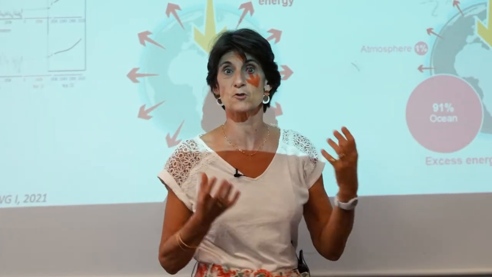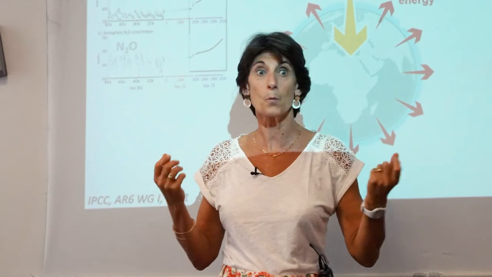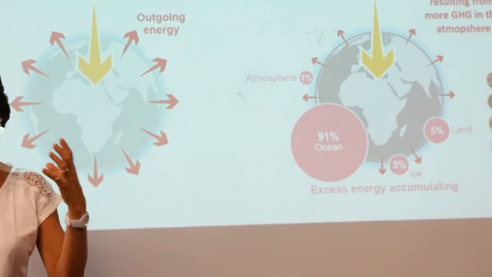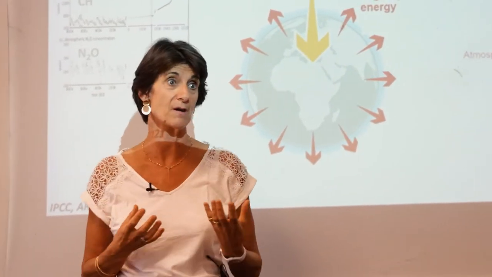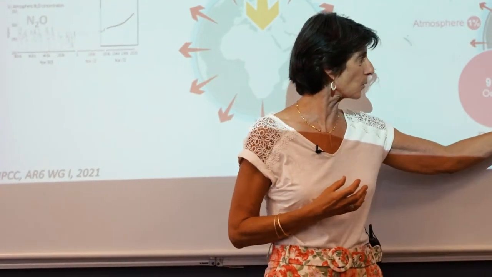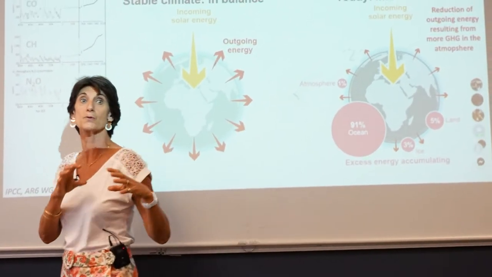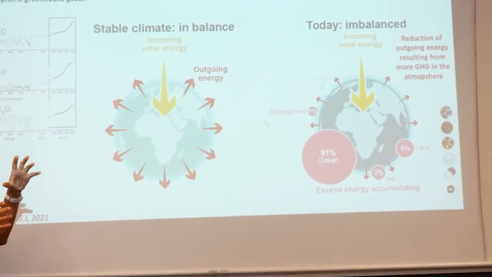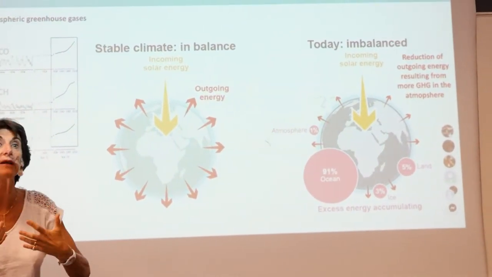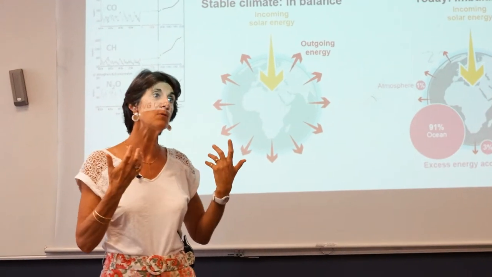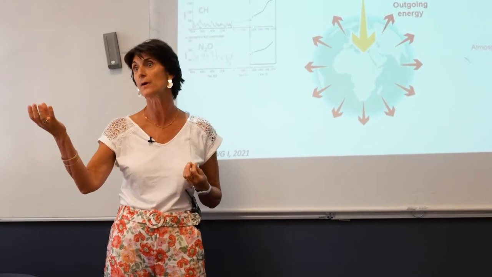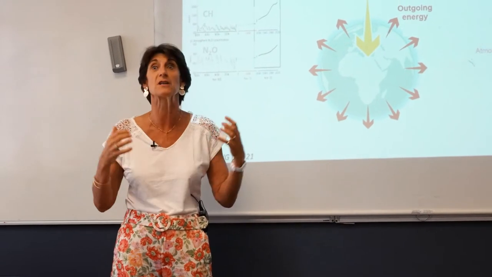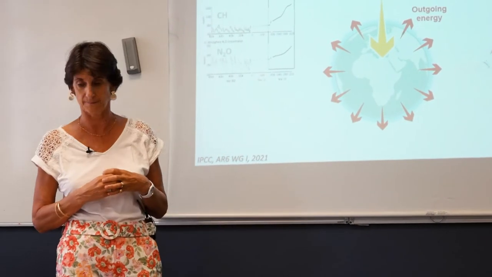You have about 1% trapped in the atmosphere that causes the warming that we feel, about 5% trapped on the land, so it causes the warming, but it also causes the melting of glaciers, the melting of permafrost in very cold regions. And about 3% is trapped in the ice. So what we are living today, this global warming, really results from this imbalance between the incoming energy that has not changed and the outgoing energy that is restricted by the trapping from greenhouse gases.